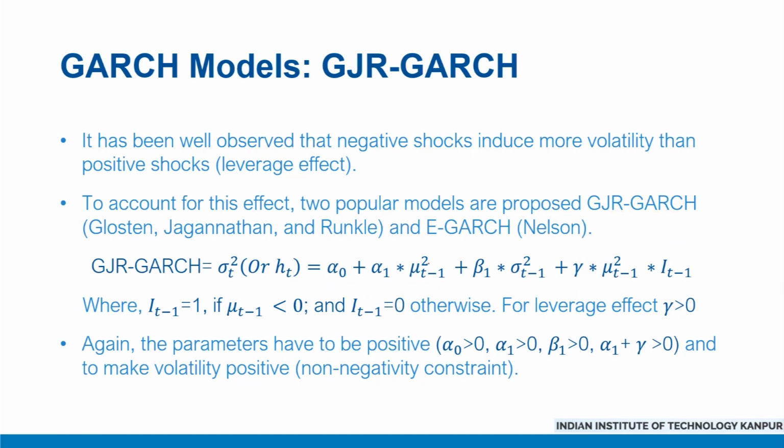So again, this model has parameters alpha naught, alpha 1, beta 1 that were originally from GARCH(1,1), and then an additional gamma. Now for this model, also the parameters, that is alpha naught, alpha 1, beta 1 and alpha 1 plus gamma, have to be positive or greater than 0 to ensure that the estimate of volatility sigma squared t is positive. So that additional constraint has to be put. Although it accounts for the asymmetric nature of volatility or leverage effect, still the non-negativity constraint has to be put externally.